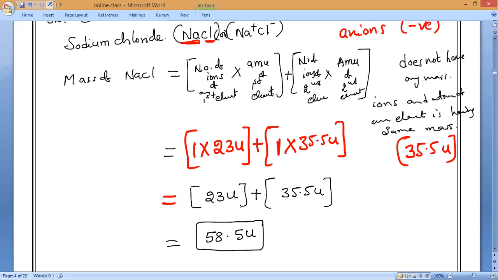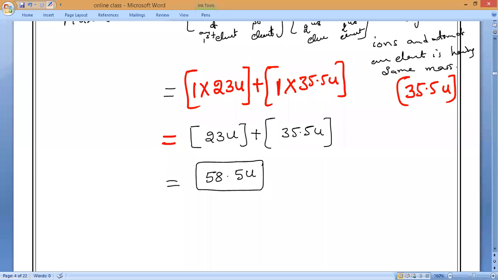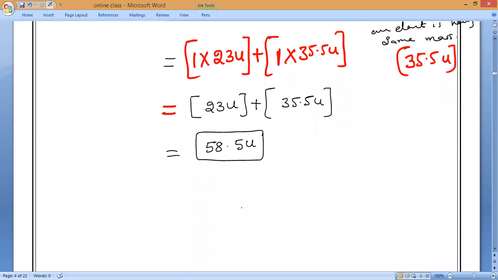We use this for ions. Do you understand, everyone? We call it formula unit mass. If it is covalent compounds, molecular mass. If it is atoms, atomic mass. If it is ionic compounds, formula unit mass. Nothing is different; everything is the same. Is it okay, guys? Now, let us go with another example.